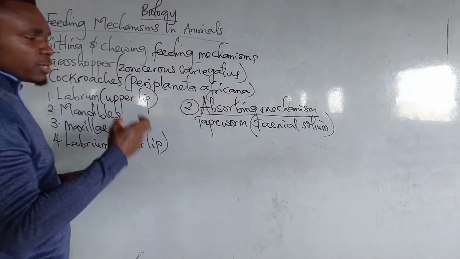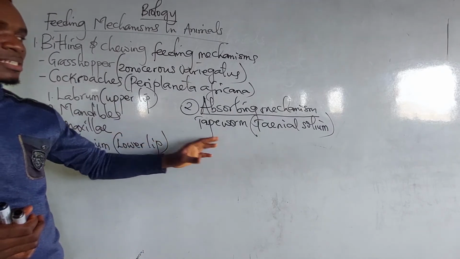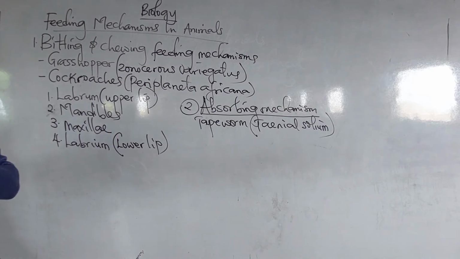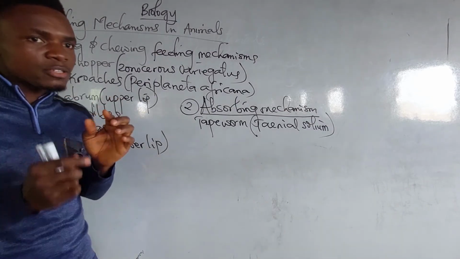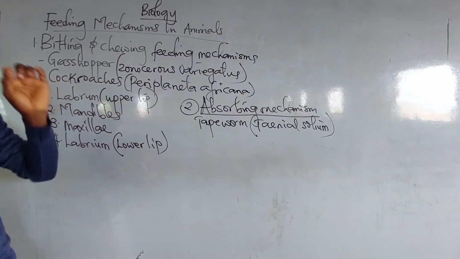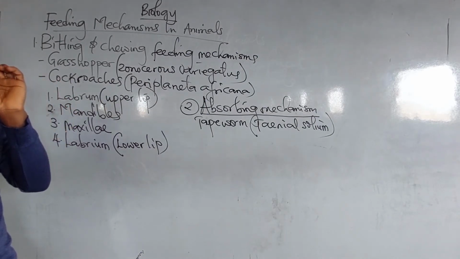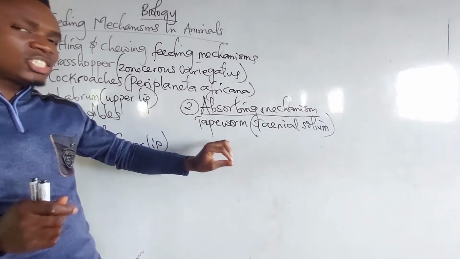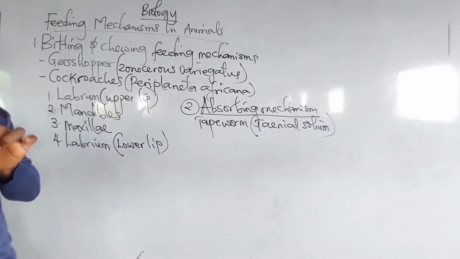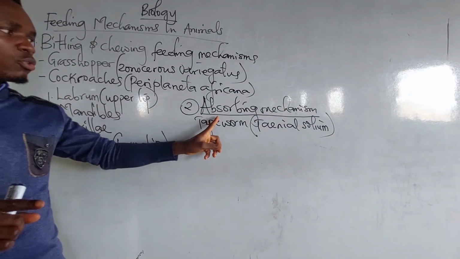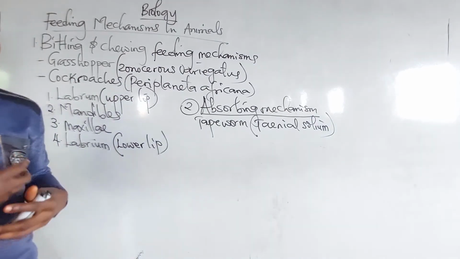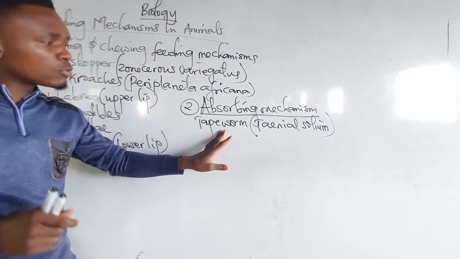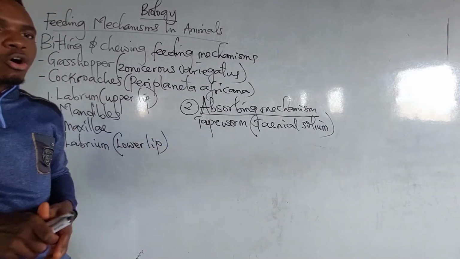Now, the tapeworm has absorbing mechanism because it doesn't have an alimentary canal. That is, it cannot digest its own food. Therefore, it depends completely on the nutrients that the host has. It does not digest its food materials because it lacks an alimentary canal, so it only exhibits absorbing mechanism. Its body structure has the ability to absorb nutrients from the host. Tapeworm is found in the ileum of the small intestine of its host.